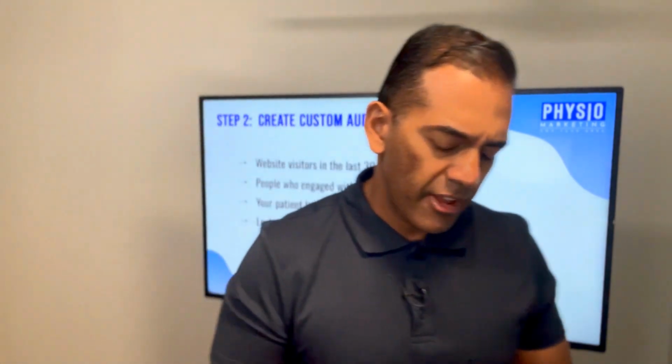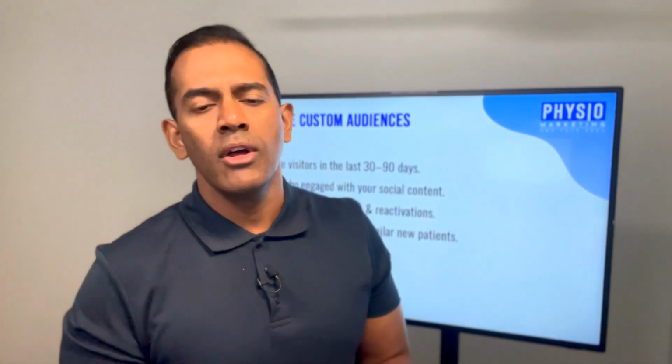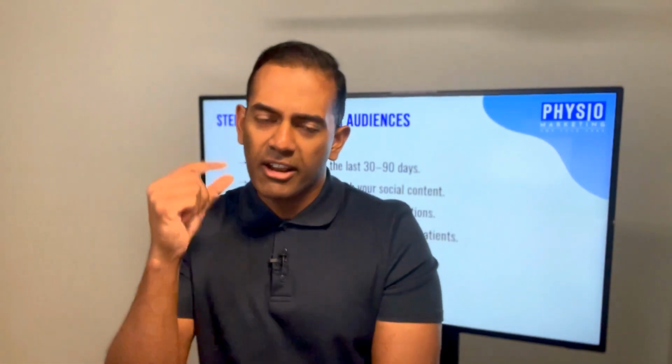Step 2 is create a custom audience. Now, in Facebook ads, you can actually create a custom audience, and you can create several custom audiences. What we recommend is you create a custom audience for website visitors in the last 30 to 90 days. So the last month to 3 months. The reason why it's 1 to 3 months is anything longer than that, they may have already forgotten about you. Unless they keep coming back to your website, in which case they'll fit into the last month to 3 months. So you can create a custom audience around that.